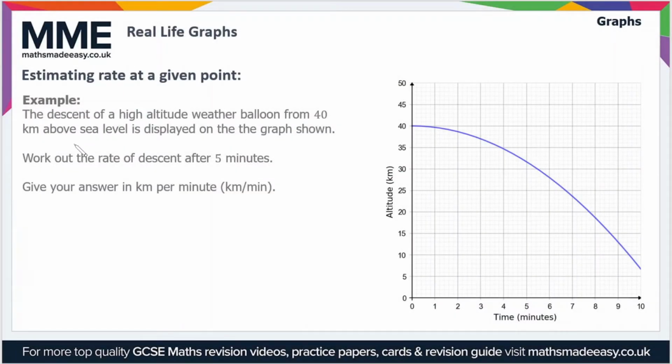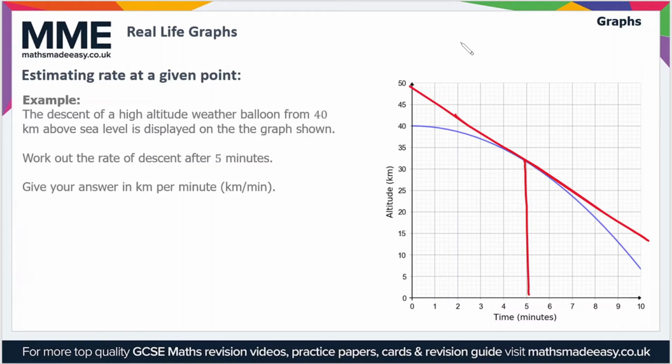So the final example then: the descent of a high altitude weather balloon from 40 kilometres above sea level is displayed on the graph shown. Work out the rate of descent after 5 minutes, give your answer in kilometres per minute, or km/min. Okay, to do this question, we're going to need to draw a tangent to the graph after 5 minutes. So first of all, go up to the point on the graph that is 5 minutes in. So we need to draw a tangent from this point here. Now a tangent is a line that touches the graph at a single point and has the same gradient as the graph at that point. So our line should look something like this.